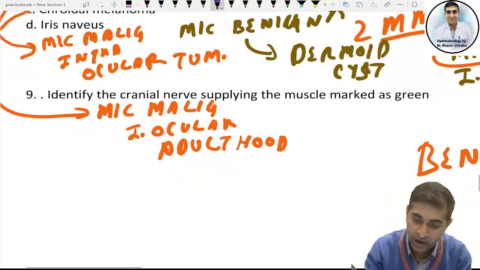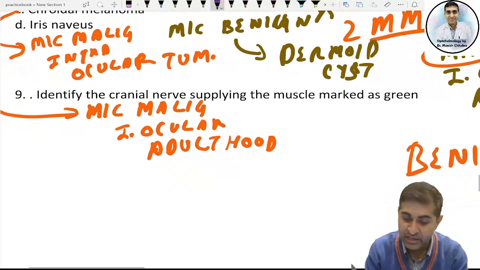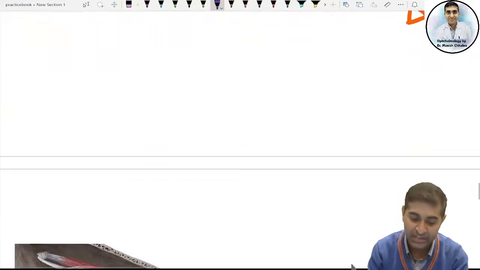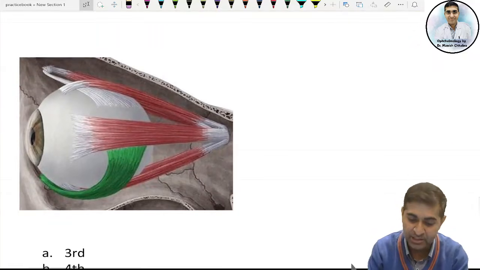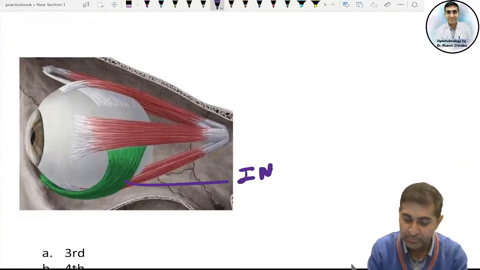Yes. Okay. Now identify the cranial nerve supplying the muscle marked as green. Now can you tell me which muscle this is? So this is clear cut. The muscle is inferior oblique.